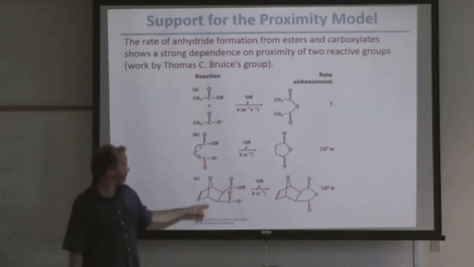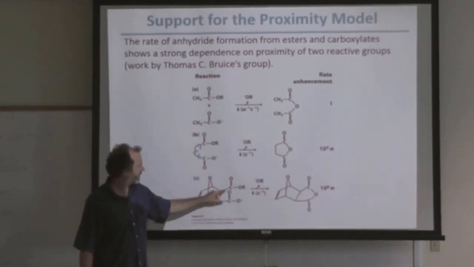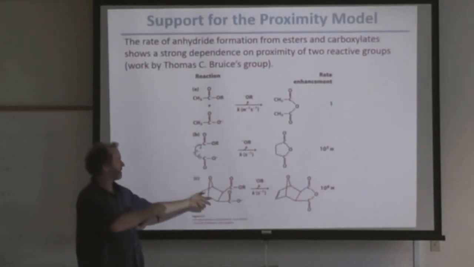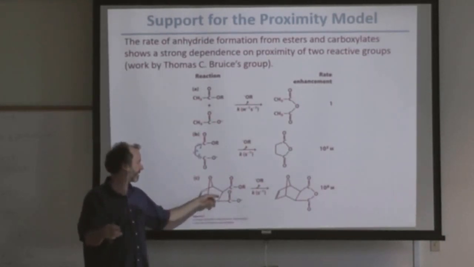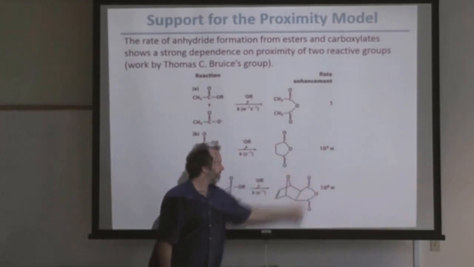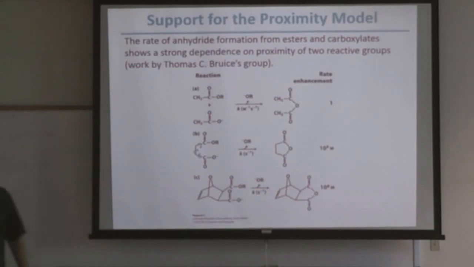Same thing for this. So this totally has them in the right orientation. You've got even less rotation around this. They're kind of fixed due to this cyclic structure. And that converts to this 1,000 times faster. So, does that make sense? So that's your support for the proximity model.